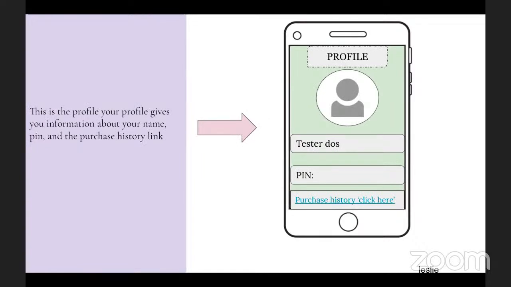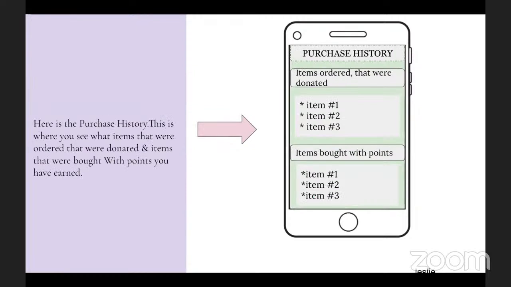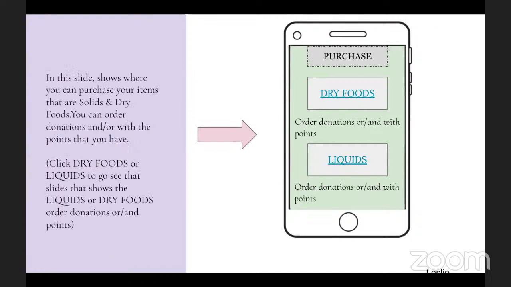This is the profile. Your profile gives you information about your name, PIN, and the purchase history link. Here is the purchase history. This is where you see what items were ordered, what items were donated, and items that were bought with points you have earned. And this slide shows where you can purchase your items that are solids and dry foods. You can order donations and or with the points you have.